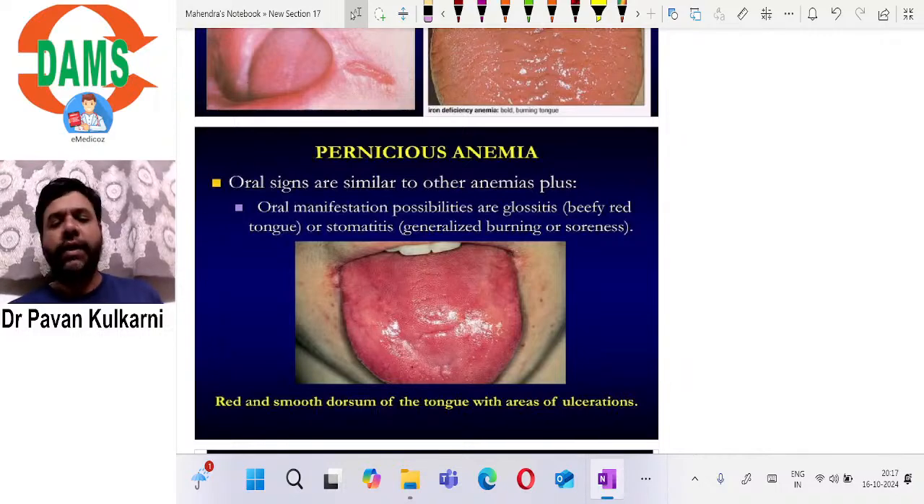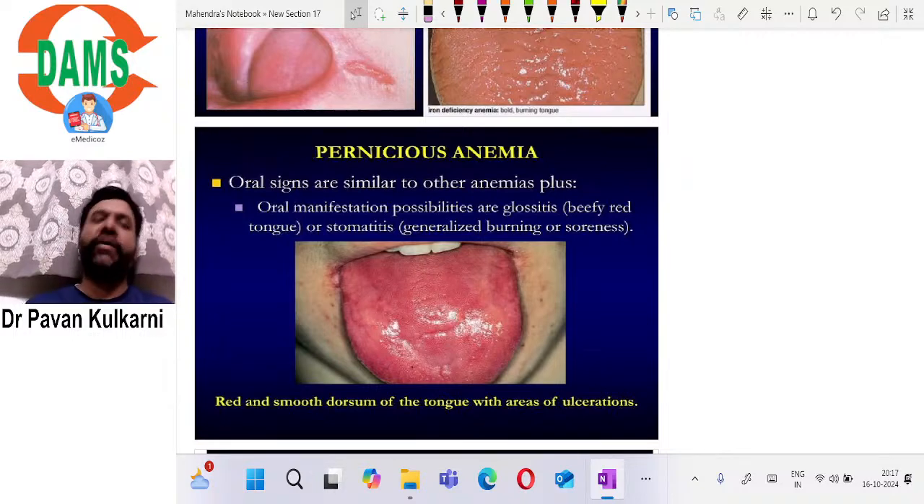All of us know that pernicious anemia is because of vitamin B12 deficiency. Actually, it is not simply vitamin B12 deficiency. Pernicious anemia occurs because of autoimmune destruction of intrinsic factor. All of us know there is something called intrinsic factor, which is responsible for the absorption of vitamin B12. Pernicious anemia is an autoimmune condition where there is destruction of this intrinsic factor, so vitamin B12 is not absorbed.